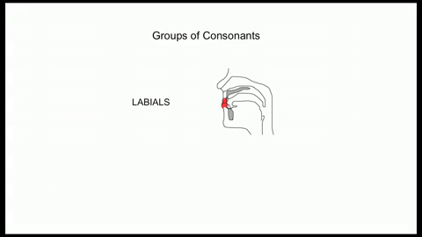The fifth and final group of consonants are called labials. The 5 labials are pa, pha, ba, bha, ma. I'll say them one more time.